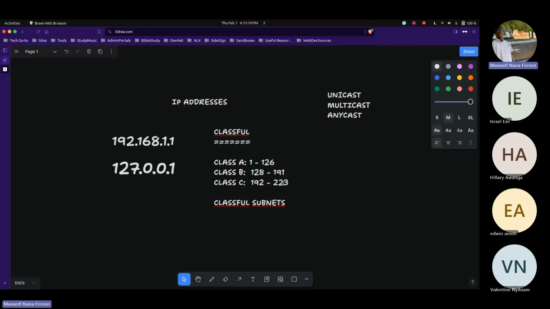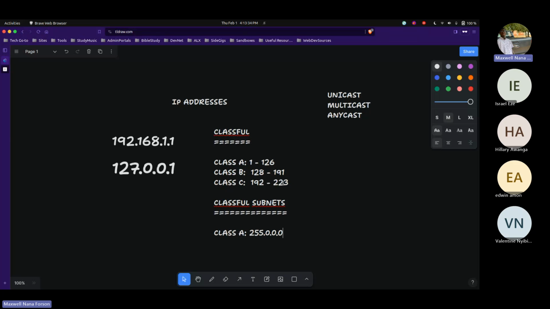The subnets determine what kind of network we have. These ones, I'll just put them here. You can check them out if you are interested in learning more about them. For Class A, this is the kind of subnet map it has. The subnet map gives us the hint that this is what is for the network and this is what is for the host.